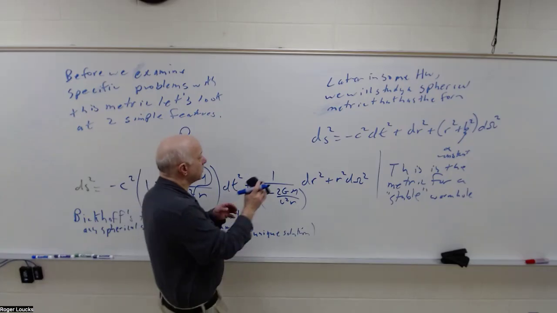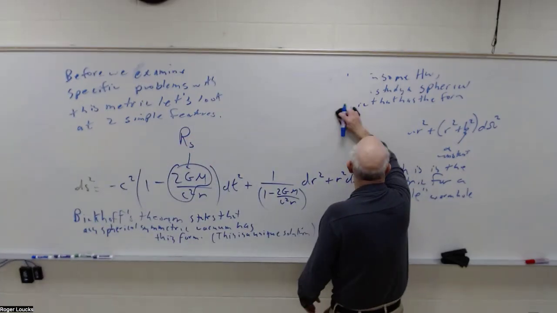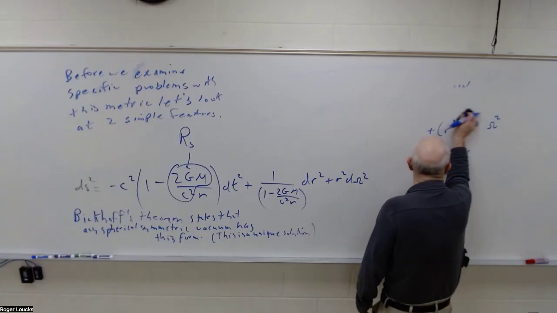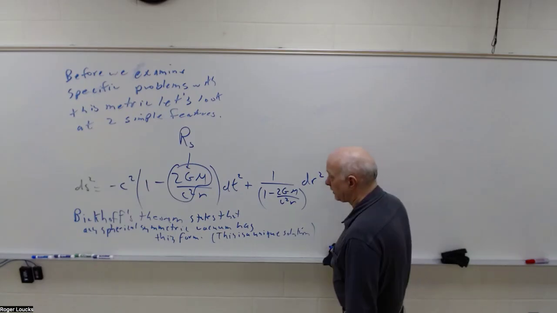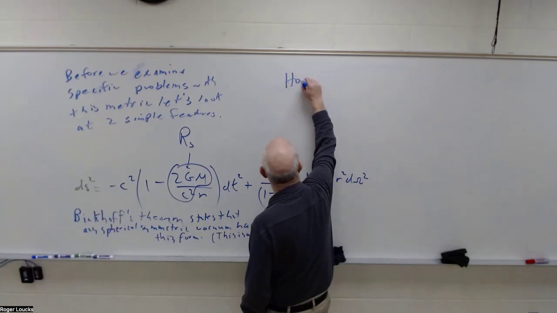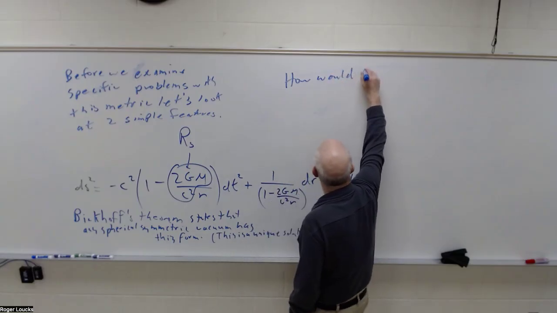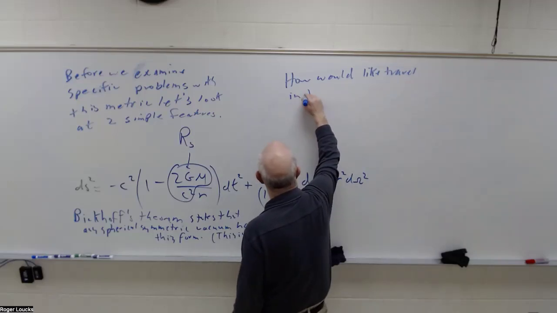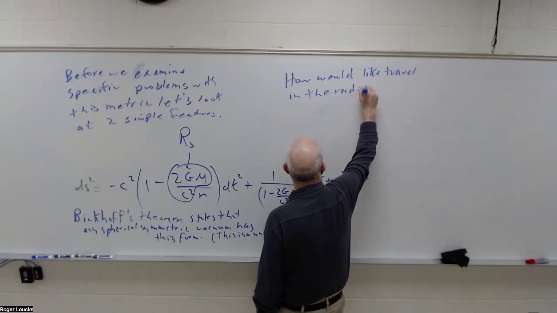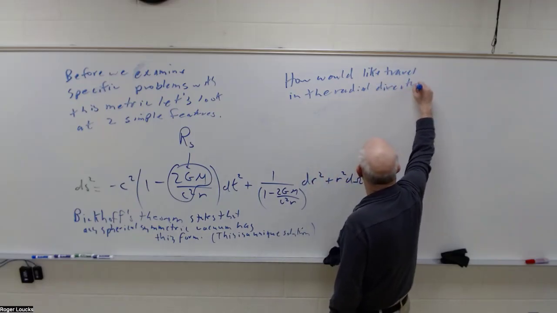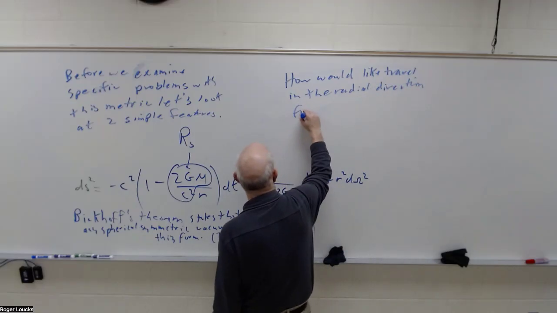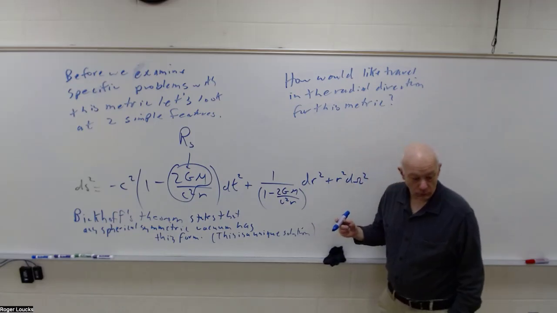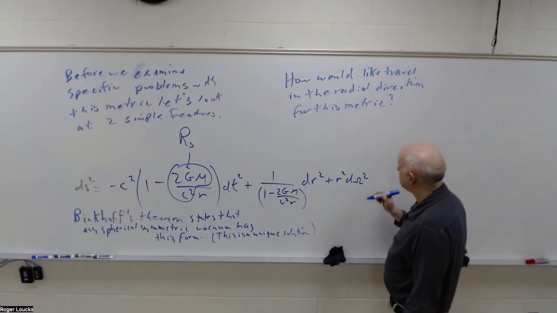Okay. So one thing, whenever you have these metrics, one of the first things you want to do is look at basically light. So let's ask the question, how would light travel in the radial direction for this metric? In other words, what we really want is the space-time diagram. In other words, draw the space-time.